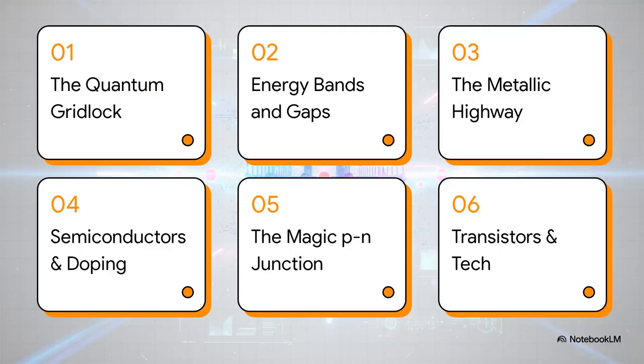So, think of this explainer as our system boot sequence. We're going to cover 1, the quantum gridlock, 2, energy bands and gaps, 3, the metallic highway, 4, semiconductors and doping, 5, the magic p-n junction, and finally 6, transistors and modern tech. We'll start at the atomic level and scale all the way up to the microchips driving modern technology.